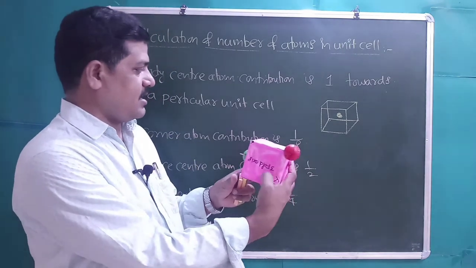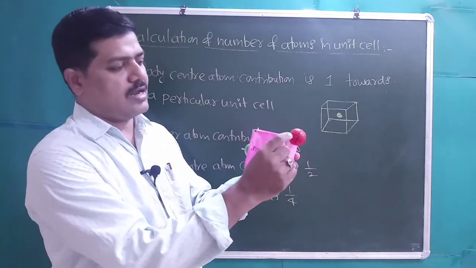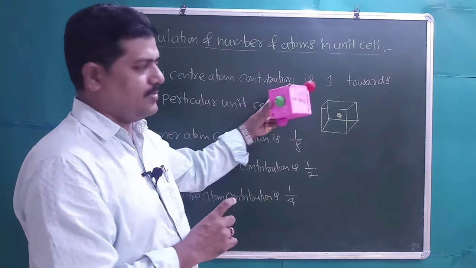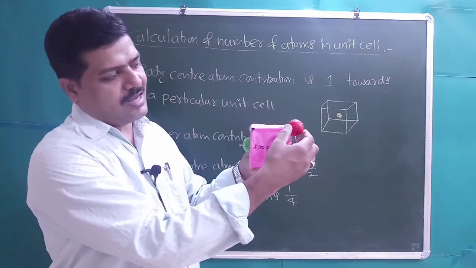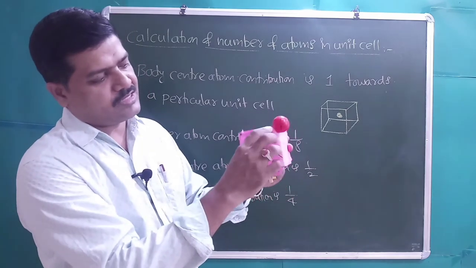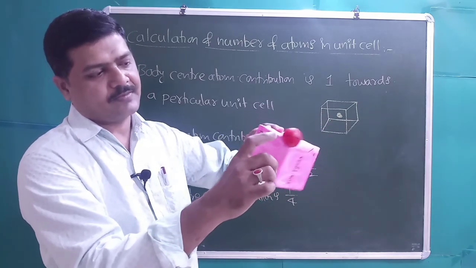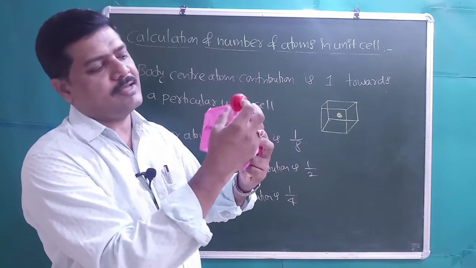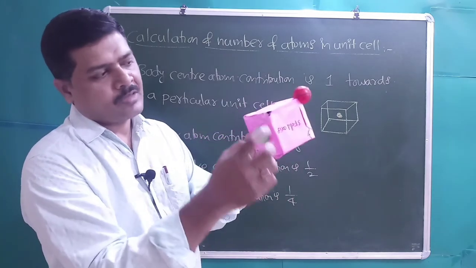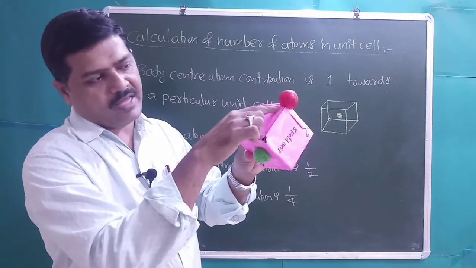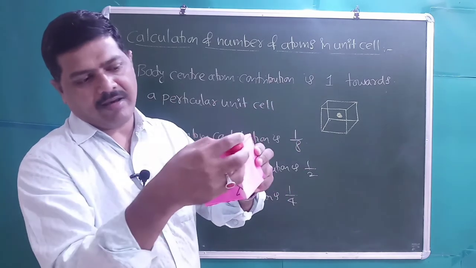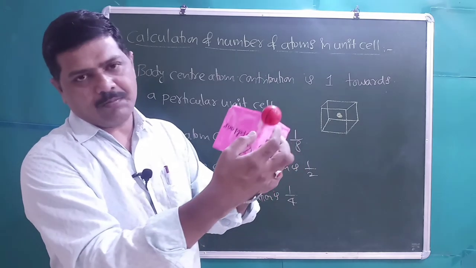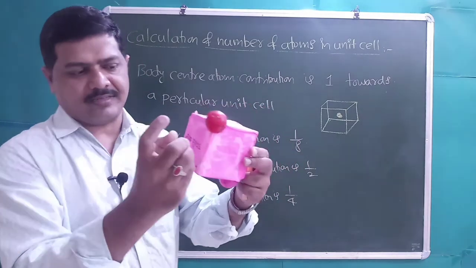This is a corner atom. Body center means inside the unit cell an atom is present, so its contribution is 1. For the corner atom, you can observe I have divided this into 8 parts, right? On the top side it is 4 parts, and the bottom also has 4 parts. Out of the 8 parts, only the 1 by 8th part of this ball is inside the unit cell, like that I cut, right? So corner atom contribution will be 1 by 8.